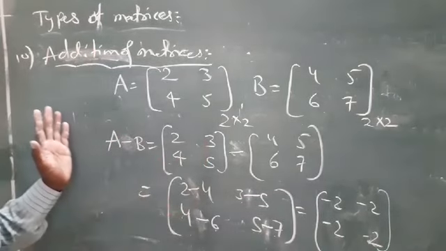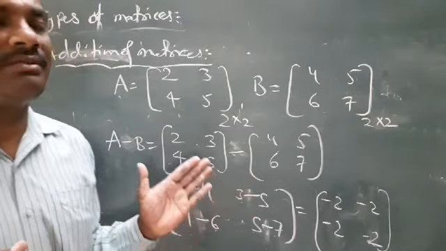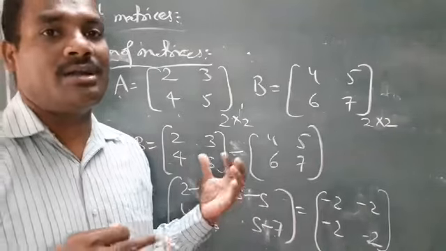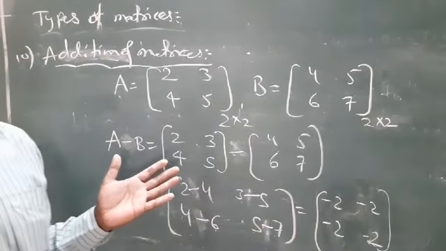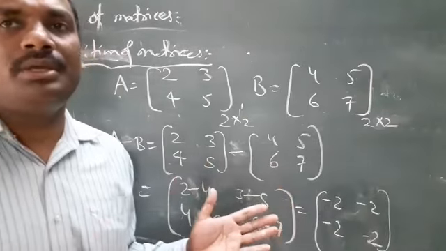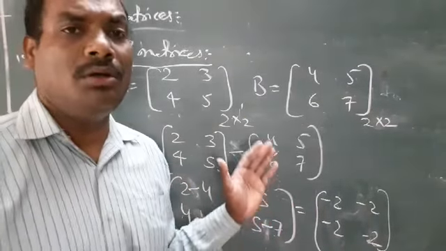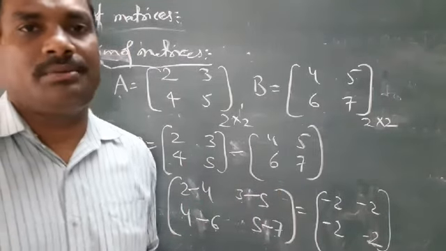Okay, next one equal matrices. Equal matrices क्या है, first of all we check the order of the matrices. Order of A is equal to order of B, and the second point क्या है, corresponding elements are also equal. Next one, addition is also the same. Okay.